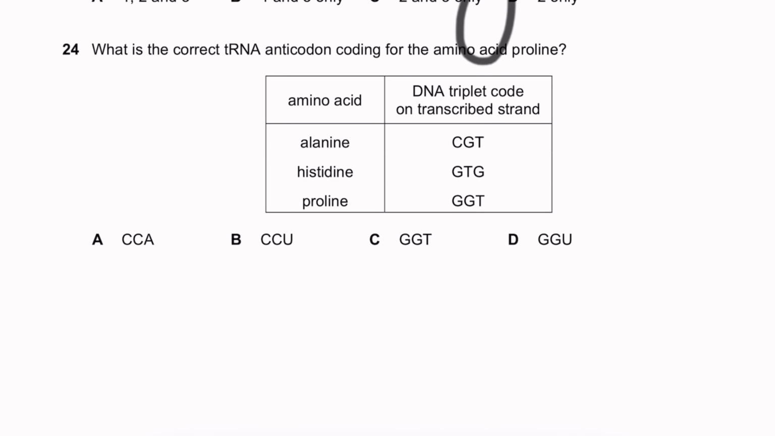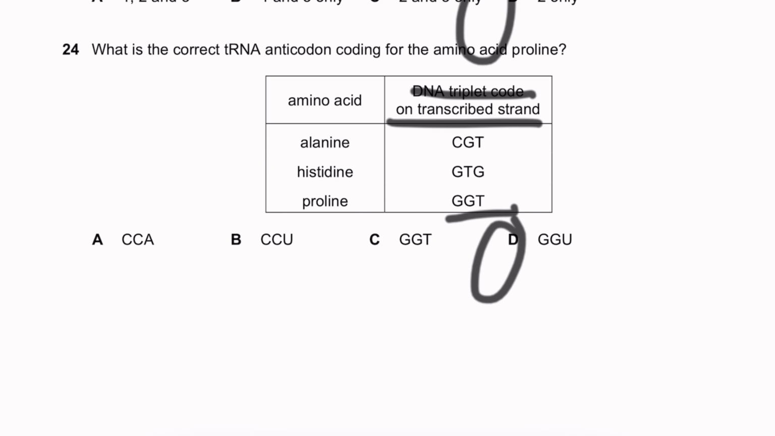Okay, what is the correct tRNA anticodon coding for the amino acid proline? Here we can see the DNA triplet code is GGT, so it's going to be GGU. Because remember, when it comes to RNA, it's going to be the same as the DNA code, except that thymine is not found in RNA. We only have uracil, so we change thymine for uracil. GGT, GGU, the same except for T and U.